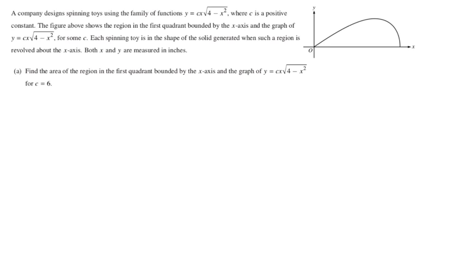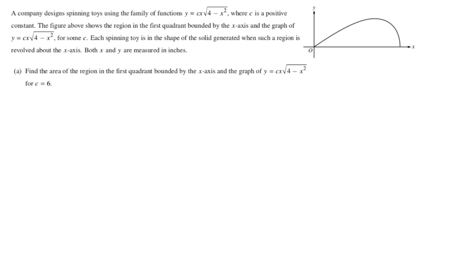So here we go. Company design spinning toy, it doesn't really matter. You're given a function, you're going to rotate around the x-axis. That's what's happening. But a spinning toy using the family of functions y equals cx radical 4 minus x squared. C is a positive constant. Oh, all the way through when I was doing this, I was wondering if C was positive. I should have just reread it.